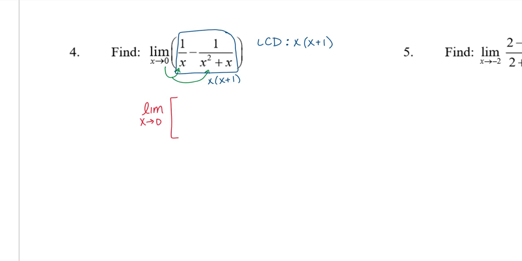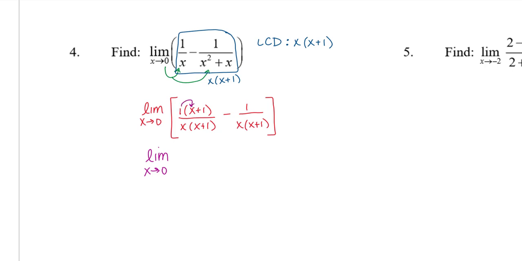So the first fraction, I'm going to multiply by the quantity x plus 1 over x plus 1. And the second fraction needs nothing. It already has the common denominator. So I will write the limit one more time. I'm still not ready to apply the limit. If you substitute 0 in now, you're still going to get something that we don't know what to do with. So we're still not in any better shape than we were before.